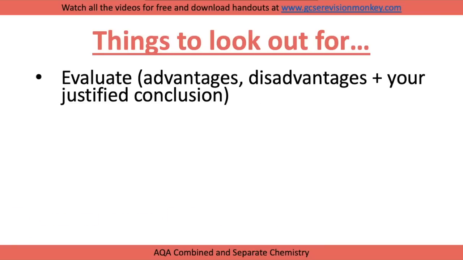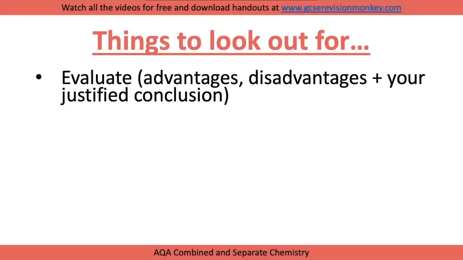Quick recap of what evaluate questions want you to do. They want you to give advantages, disadvantages, and a justified conclusion to your answer. These are often between 4 and 6 marks. They won't tell you that, they just have the word evaluate. So you need to remember to put pros and cons of each thing and give your reason as to which is best and why.